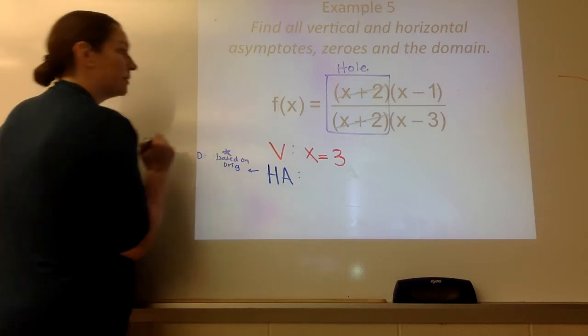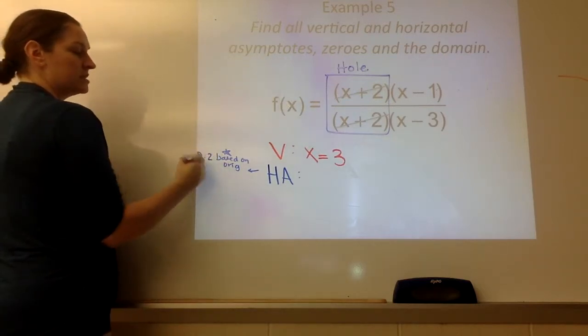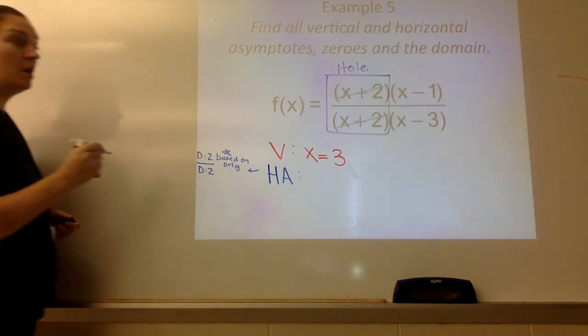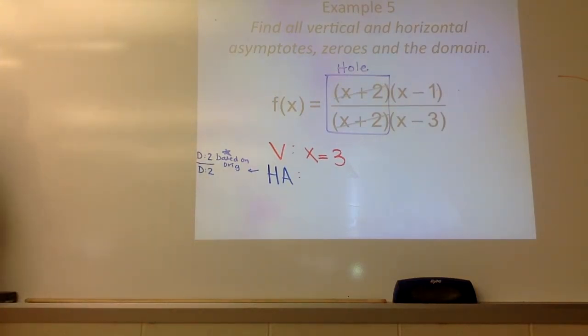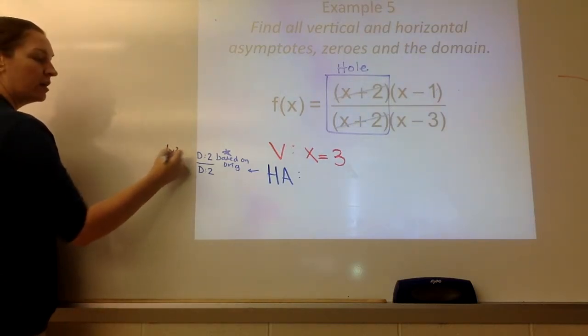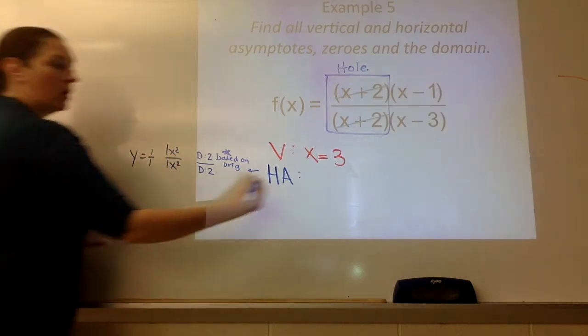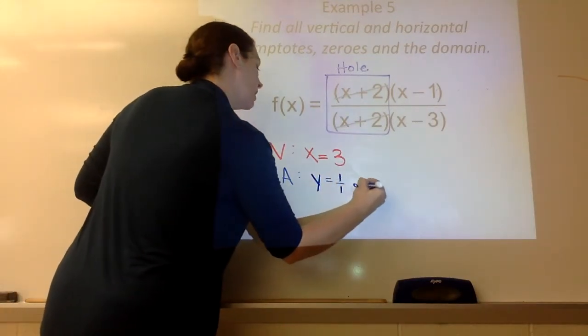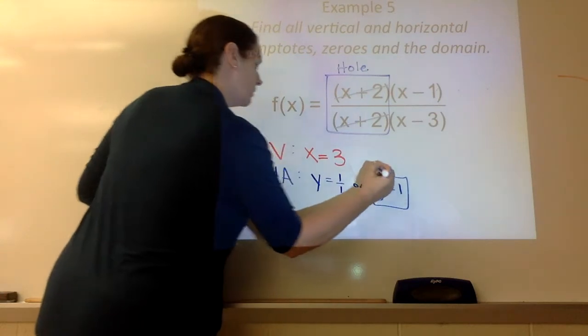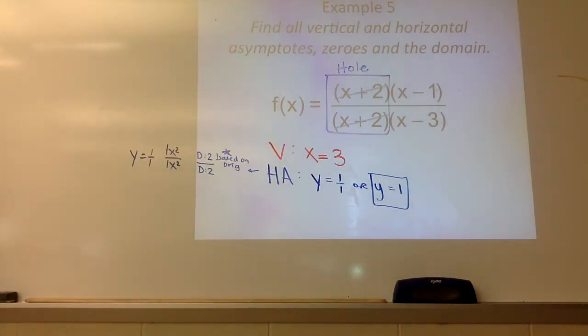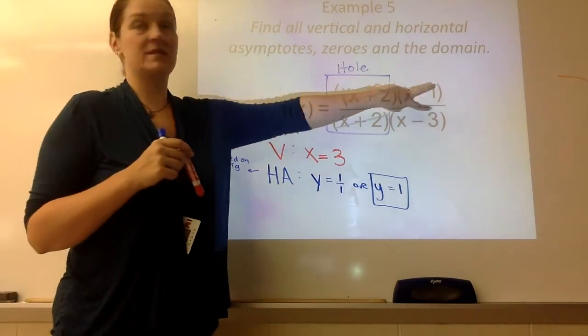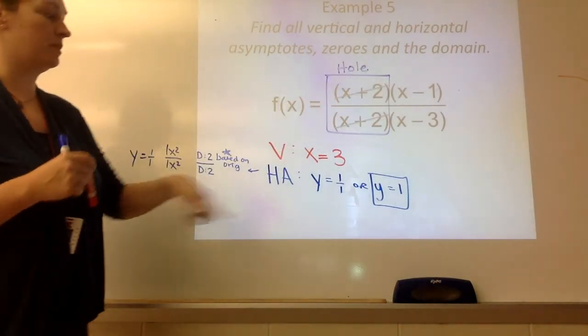So what is the degree of the top? Degree 2. What's the degree of the bottom? 2. So now I have to go to my leading coefficient test. If you look at the original problem before we factored it, don't you have a 1x squared over 1x squared? So y is equal to 1 over 1, or just y is equal to 1, is going to be your horizontal asymptote. The ratio of the coefficients in general form. That's the original form. It's not this, what's left over. Don't use the factored form to determine horizontal asymptotes.